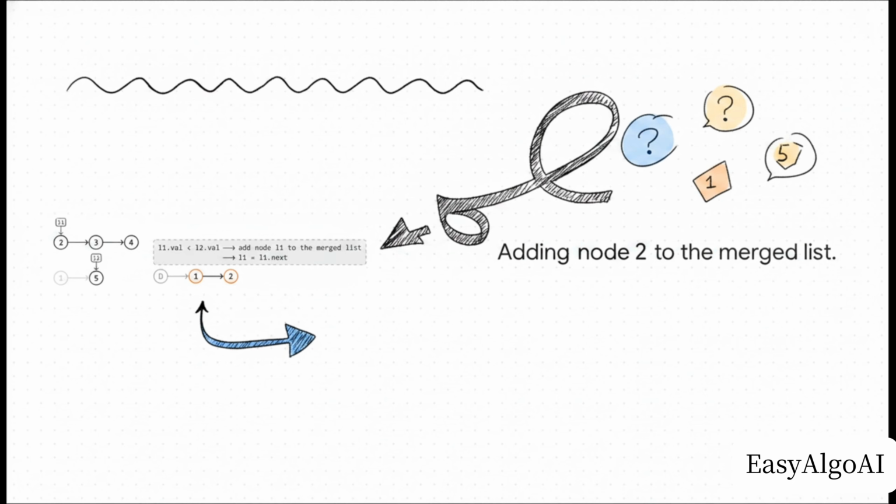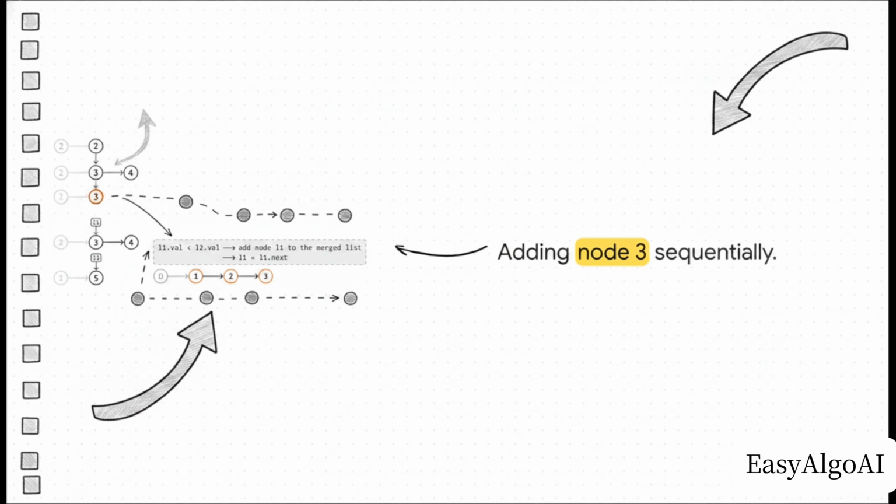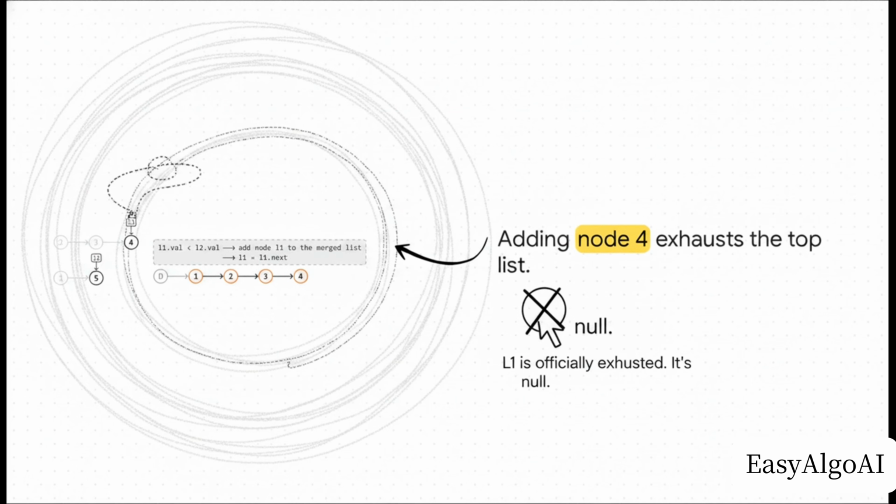This time, node 2 is the winner, so it joins the assembly line, attaching right to the end of our growing merged list. Next up, the top pointer advances to node 3. We compare node 3 against our bottom pointer, which is still sitting at node 5. Node 3 is smaller, so boom, it attaches. Notice how systematically this threads everything together? It naturally walks down both lists in perfect order. The process just smoothly repeats itself, attaching node 4 from the top list, which brings us right to the end of that top list. At this point, pointer L1 is officially exhausted.